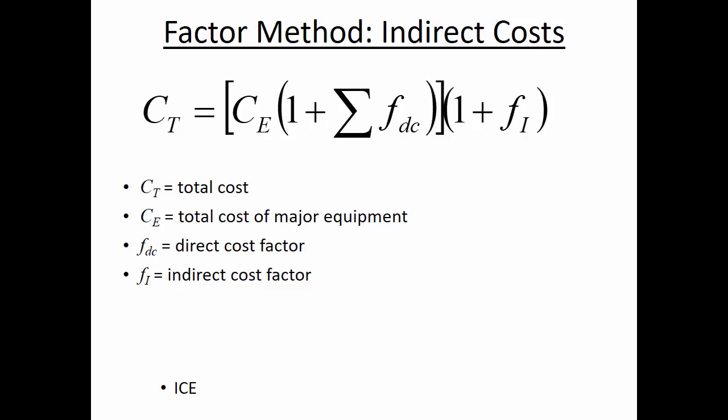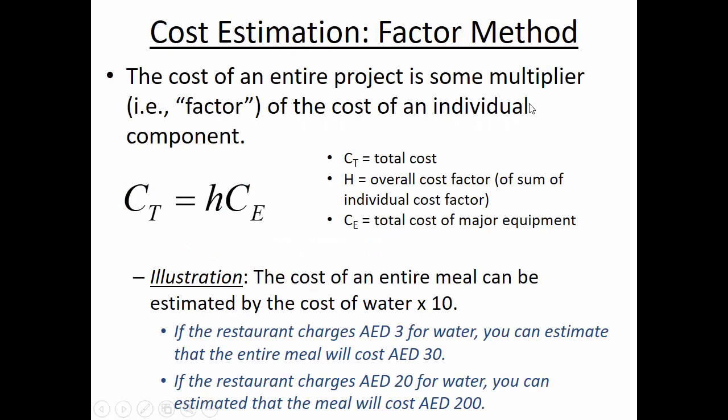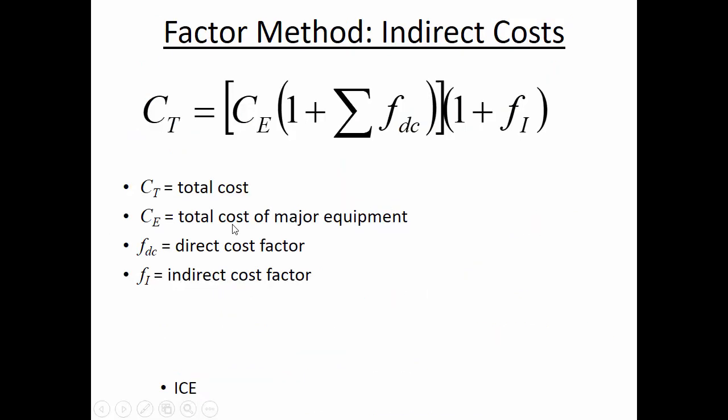So there are these expenses that we have to recover in an indirect way, and these indirect cost factors can be a percentage of the overall project. In the same way that H is a multiplier to find the cost of the entire project based on one component, we can also account for the indirect costs by just adding it on to the end. And so here what this equation is saying is that you have the cost of one piece of equipment, and then you'd multiply that by the sum of all these direct cost factors.